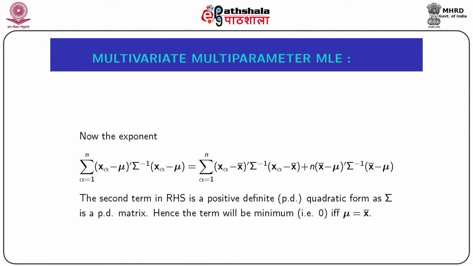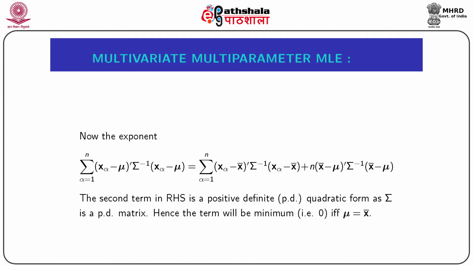Now, the exponent, summation alpha from 1 to n (x alpha minus mu) prime sigma inverse (x alpha minus mu), can be decomposed as summation alpha from 1 to n (x alpha minus x bar) prime sigma inverse (x alpha minus x bar), plus n into (x bar minus mu) prime sigma inverse (x bar minus mu), by a routine manipulation, where x bar is nothing but the sample mean vector obtained on the n random sample observations.